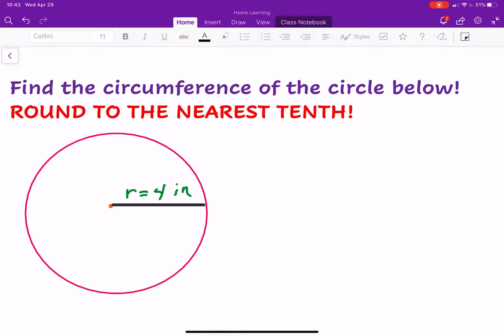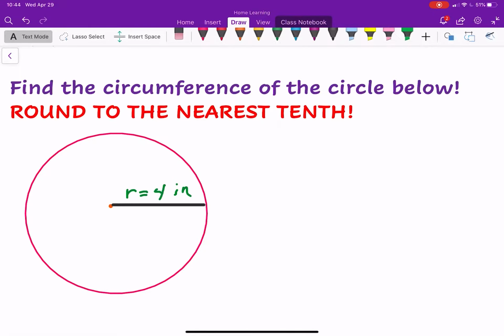Alrighty. Hi guys. So we are going to be looking at an example here to find the circumference of this fancy dandy little circle. Now, see those big cap letters there saying round to the nearest tenth? Well, I'm going to highlight that because we tend to forget about things like that, myself included. So I'm going to highlight it in case I forget. It's going to stand out and hopefully will help me remember.